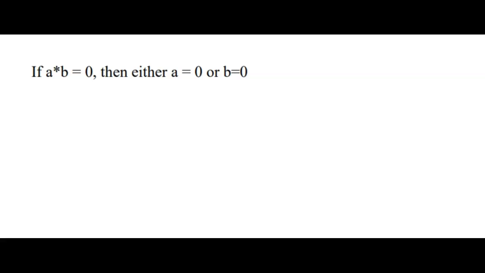So let's look at this statement. This statement is true. Now let's take a look at this statement. Is this a true statement? If a times b equals 12, then either a equals 12 or b equals 12. Of course not, because a could be 3 and b could be 4, or a could be 6 and b could be 2, or a could be 12 and b could be 1. I mean, there's a million different options.